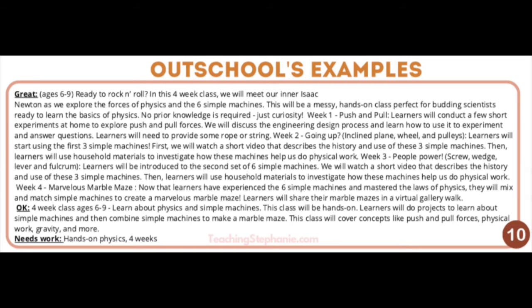Here's the OK example. 4-week class, ages 6 to 9. Learn about physics and simple machines. This class will be hands-on. Learners will do projects to learn about simple machines and then combine simple machines to make a marble maze. This class will cover concepts like push and pull forces, physical work, gravity, and more. Needs work. Hands-on physics, 4 weeks.